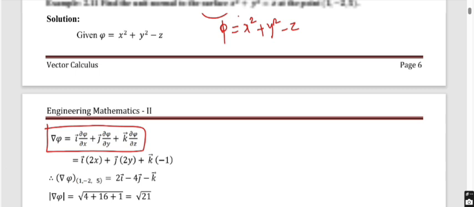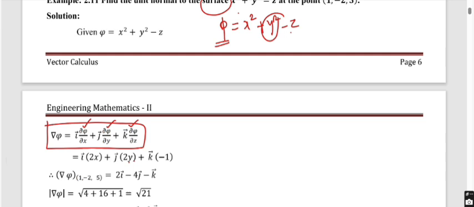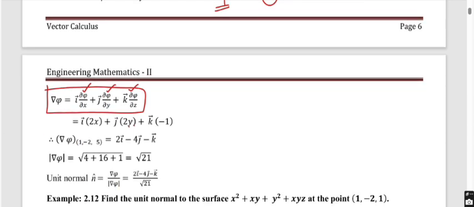From this phi we find dou phi by dou x is 2x, dou phi by dou y is 2y, dou phi by dou z is minus 1. So we substitute all these three values here. We have 2x i vector plus 2y j vector minus k vector. Now we find del phi at the given point, that is x comma y comma z is given. We substitute all these values in this del phi. We have del phi is 2i vector minus 4j vector minus k vector.